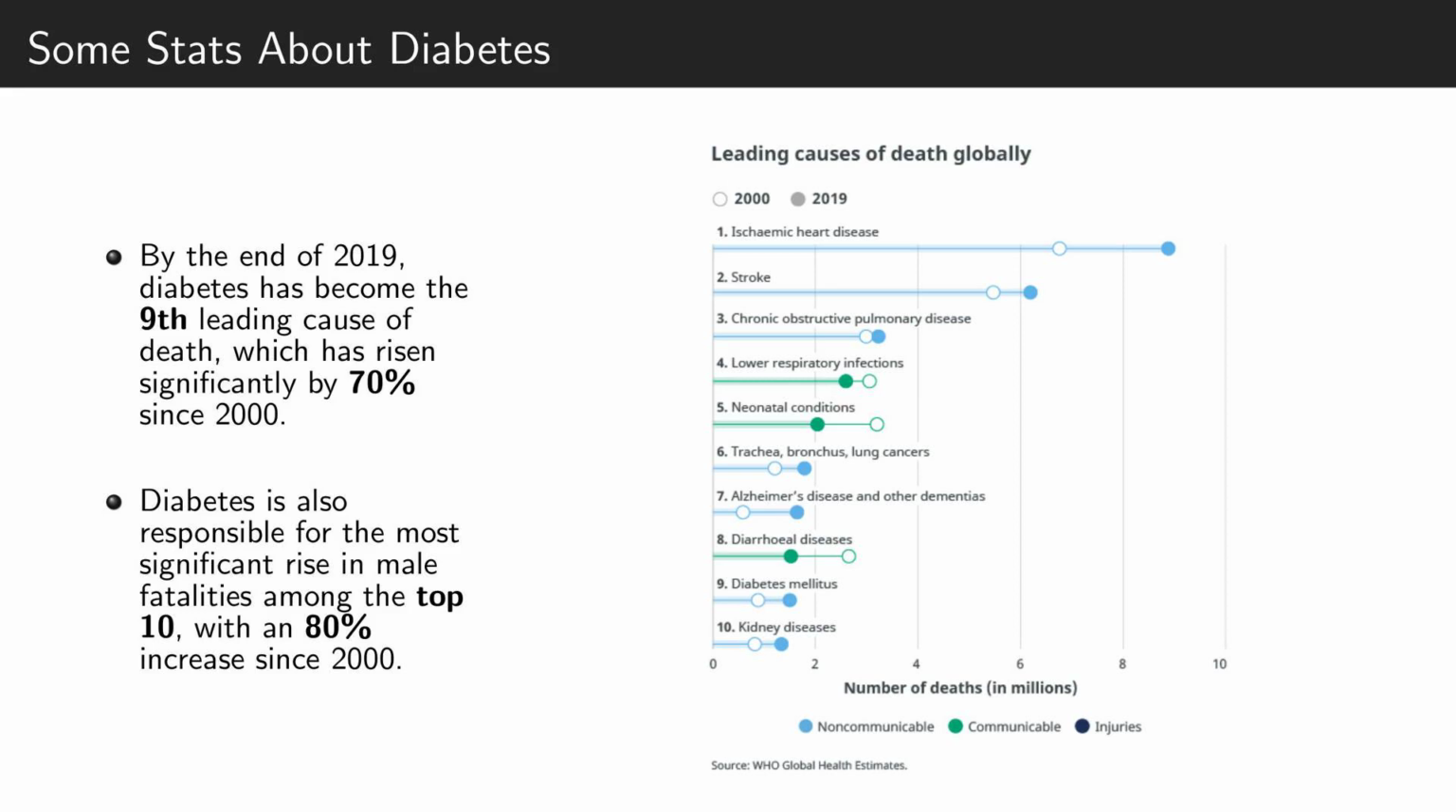By the end of 2019, diabetes became the 9th leading cause of death, rising by 70% since 2000, with an 80% increase in male fatalities. Diabetes directly caused 1.5 million deaths worldwide, 48% before the age of 70. Currently, 37.3 million people in the US, or 11.3% of the population, have diabetes, with 8.5 million undiagnosed individuals.